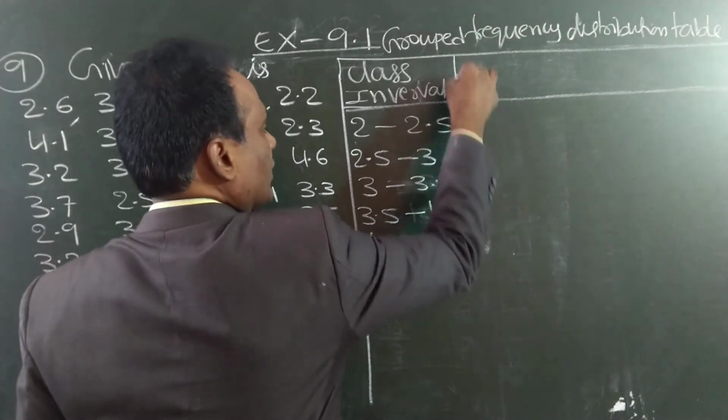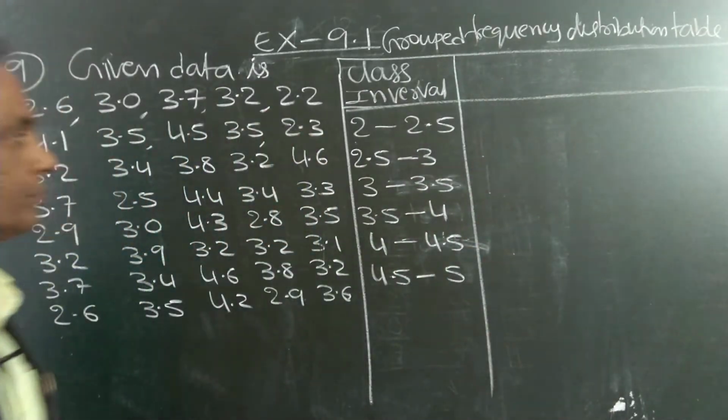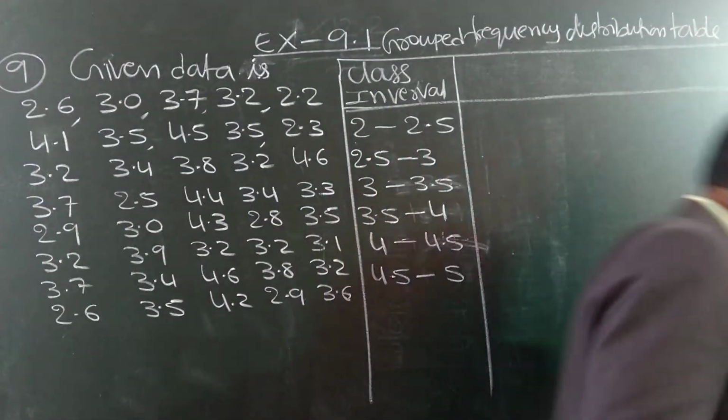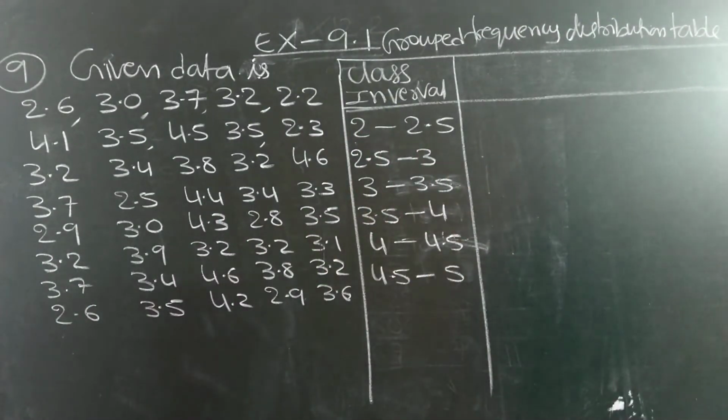I think this is sufficient. Write down: 2 to 2.5, 2.5 to 3, 3 to 3.5, 3.5 to 4, 4 to 4.5, 4.5 to 5. Take the class intervals. It is given in the question itself. You should take from 2 to 2.5. Starting is 2 to 2.5. That is mentioned, so accordingly I am taking.